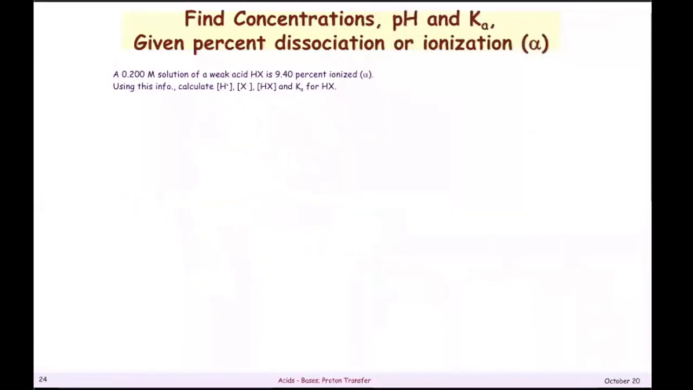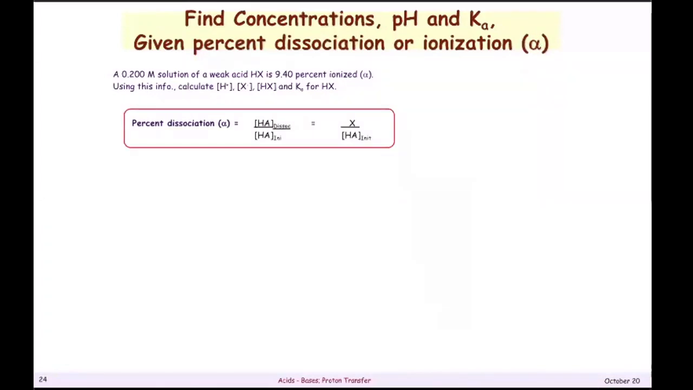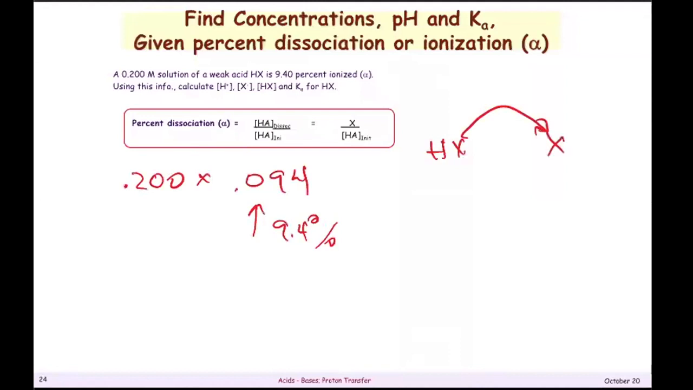So let me clear this. So let's say that we have a 0.20 molar solution, weak acid HX. It's 9.4% dissociation. You guys have a similar question in your activity. Okay, activity number 7. So if I've got 0.2 and I multiply that by 0.094, that's 9.4%, then I will know how much of this acid goes to its conjugate. That value right there is going to be the amount that is going to go to its conjugate, 9.4%. 1% of this is about 0.002 or 0.02. So it's a little under that.